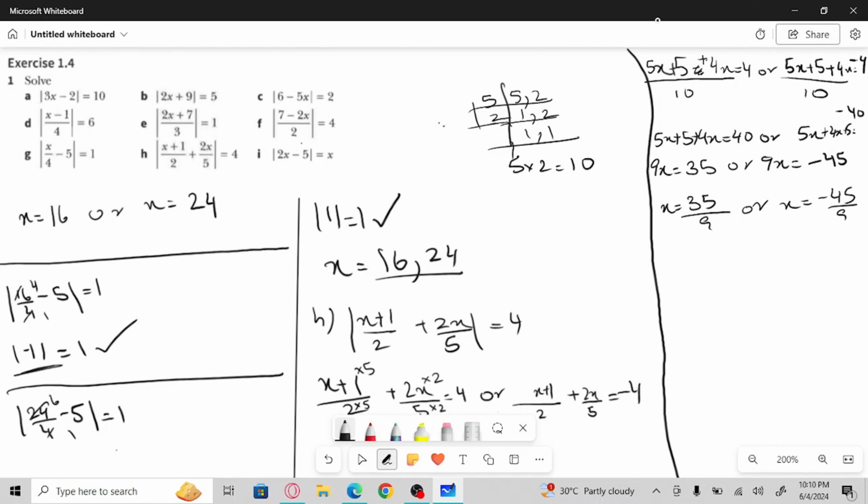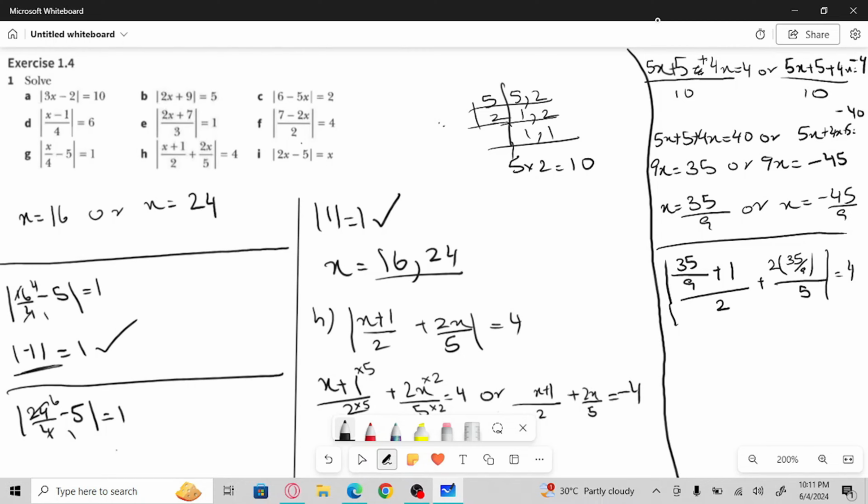We are directly going to jump into the next step, in which we check whether the values are correct by inputting them into the question. So x plus 1, 35 upon 9 plus 1 divided by 2, all of this divided by 2, plus 2 multiplied by 35 upon 9 divided by 5 in a modulus should be equal to 4.